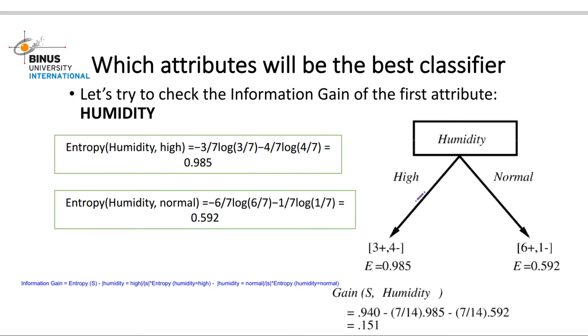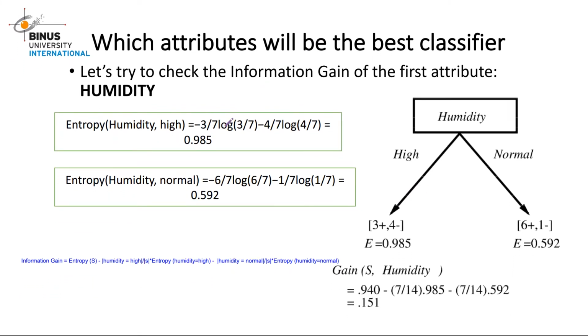Next step is to calculate the information gain, because we want to pick the attribute with the highest information gain to be put as the root of the decision tree. Okay, so this is our node. We use this formula: information gain equals the entropy of the whole set. We already discussed this before.